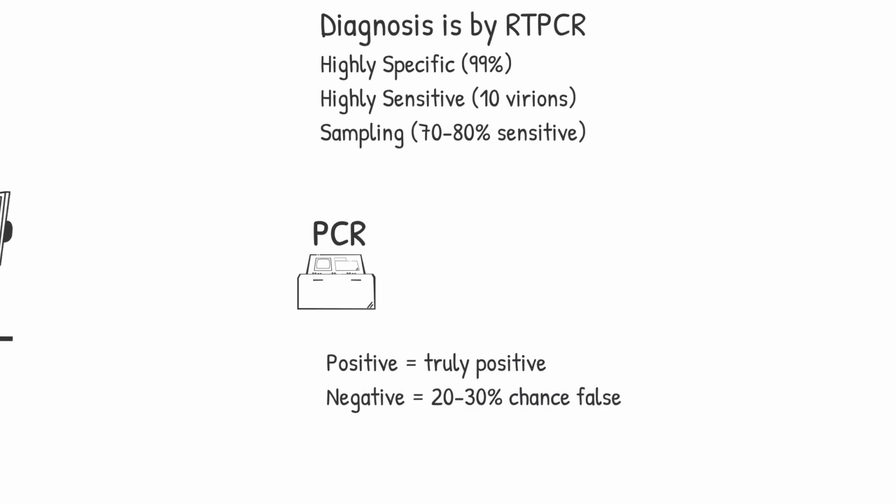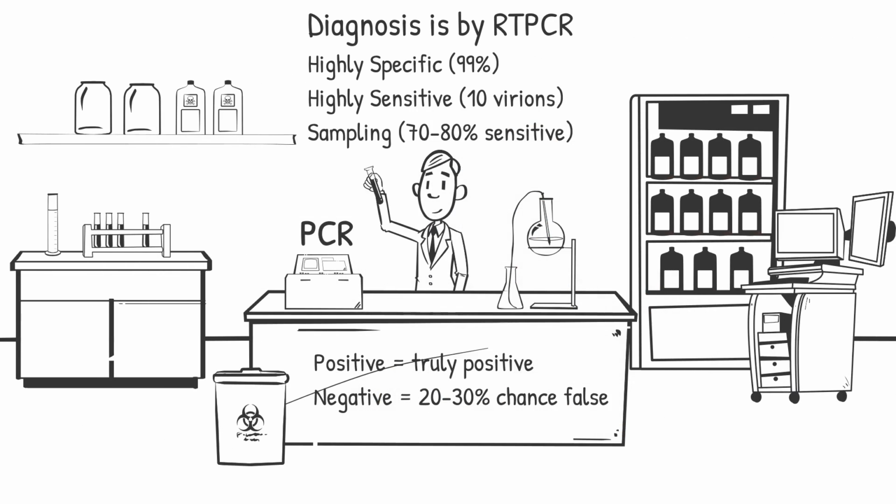Because unique viral nucleic acid primer sequences are used, the test is highly specific, 99 to 100% specificity. The best RT-PCR test can detect as few as 10 copies of the virus. However, the sensitivity is difficult to estimate because of variability of the sampling method. Nasopharyngeal swab or saliva samples appear to be equally sensitive. Shedding of the virus varies during the course of disease, explaining the relatively low sensitivity of 70 to 80%.